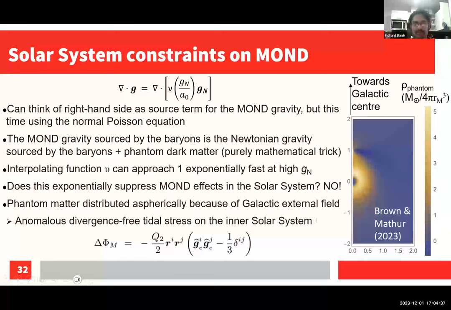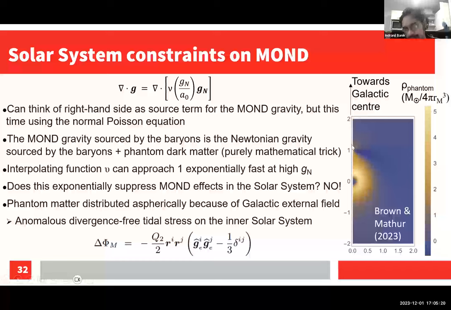This leads to an anomalous divergence-free tidal stress on the inner solar system. So what I mean by that is that the potential within this sort of blue region, which might look like a Newtonian bubble, and it is at pretty high precision, right? But the potential, apart from a constant boost, the change to the potential is given by this. So Q2 is the extra parameter. r is the position relative to the sun. ĝ_E is a unit vector towards the galactic center. And δ_ij is the Kronecker delta. So this is a divergence-free tidal stress. The important thing is that it's sort of aligned with the galactic center direction, and it has a magnitude Q2.